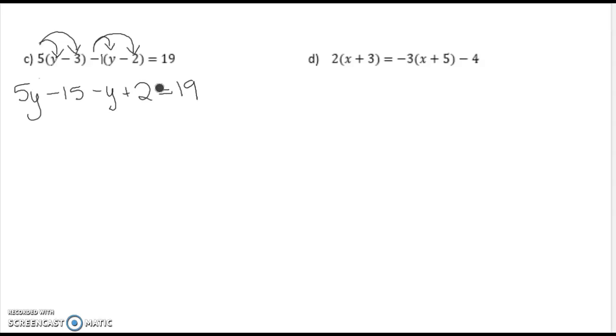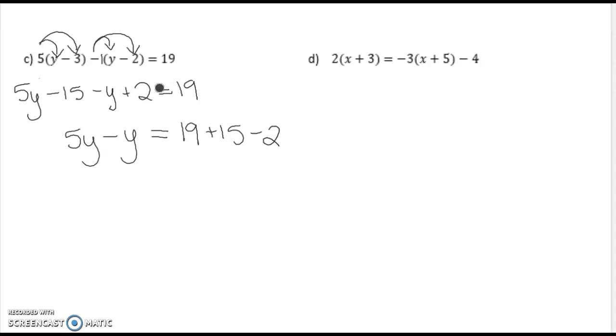Okay, so now we're going to collect our like terms. So I'll keep my y's on the left side. So I'm going to have 5y from there and negative y. And there's no more y, so I'm going to put my equal sign. So I'm going to have my constants here. So I'll start with my 19. This negative 15, when you bring it over, turns to a positive 15. And this positive 2, when you bring it over, turns to a negative 2.